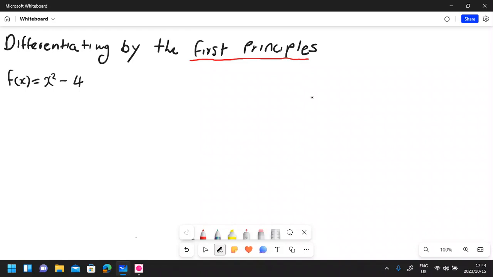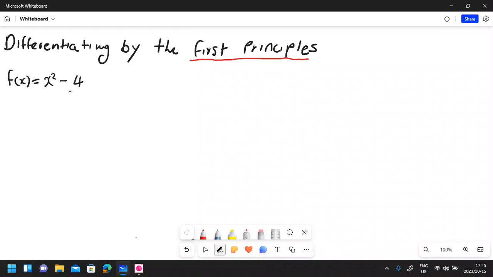In this video today, we'll be differentiating by first principles. We'll be differentiating the expression that you see there. What we're given here is that f of x equals x squared minus 4. So what's going to happen here? We're going to use the formula to differentiate this problem.